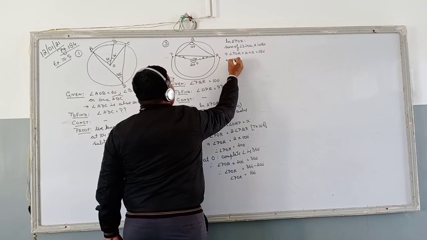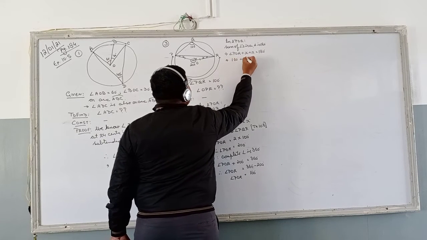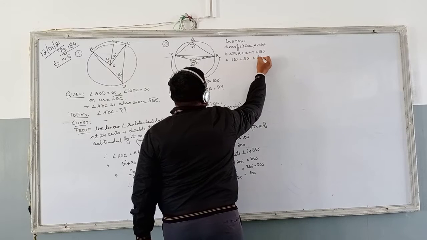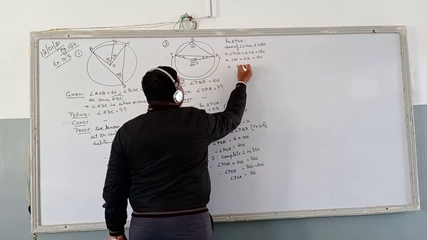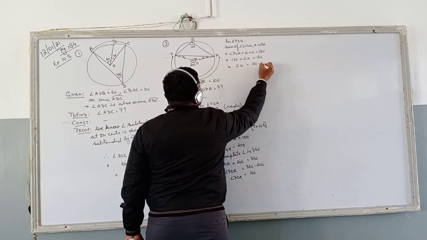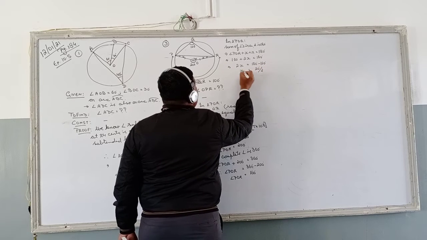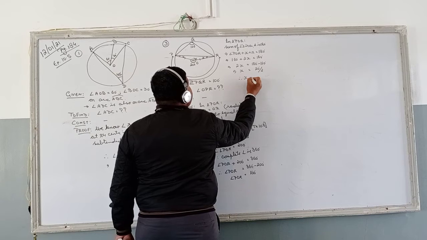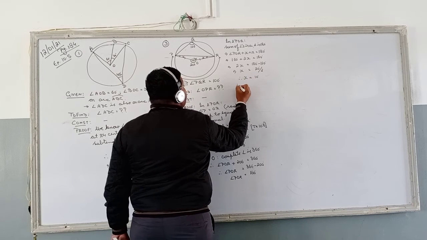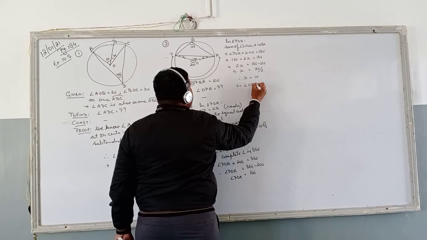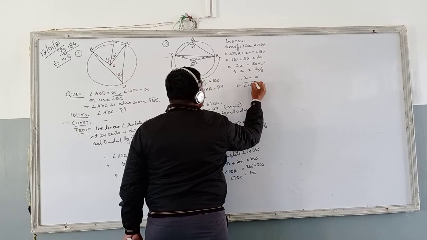Angle POR is 160, so x plus x, 2x, is equal to 180. So 2x is equal to 180 minus 160. So x is equal to 20 upon 2. Therefore x is equal to 10 degrees. That is, angle OPR is equal to 10 degrees.